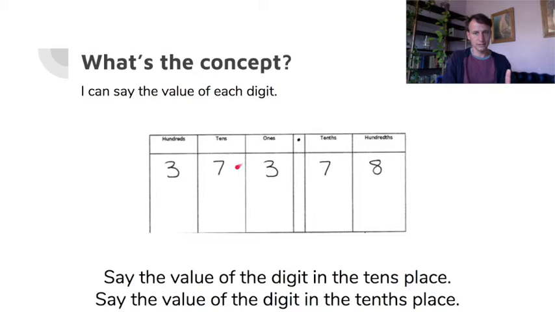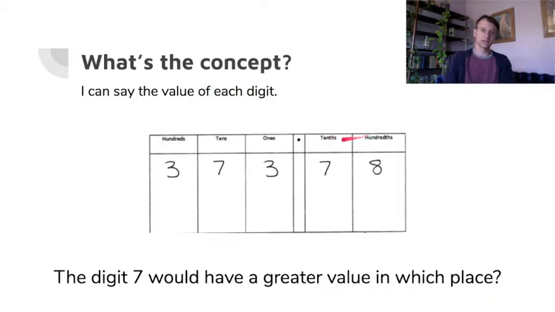Look at the digit in the tens place and the digit in the tenths place. 7 tens, what's its value? 70. 7 tenths, what's its value? 7 tenths. That's it. Which one has a greater value?